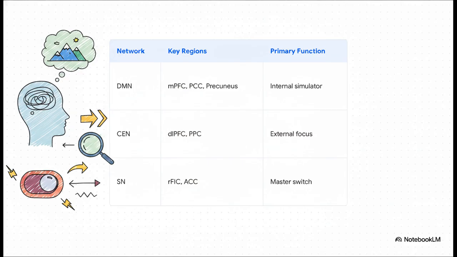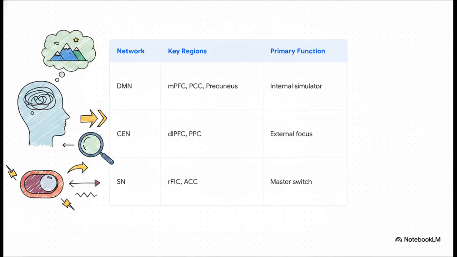So first, we've got the default mode network, which is anchored by the medial prefrontal cortex, the posterior cingulate cortex, and the precuneus. Again, that's your internal simulator. Next up is the central executive network, or CEN. This one is driven by the dorsolateral prefrontal cortex and posterior parietal cortex. This is your external, highly goal-directed focus.